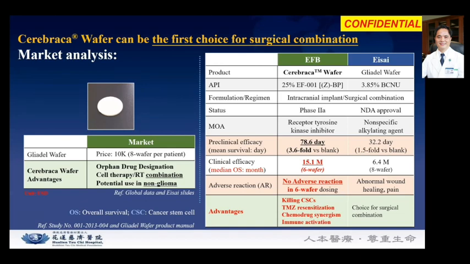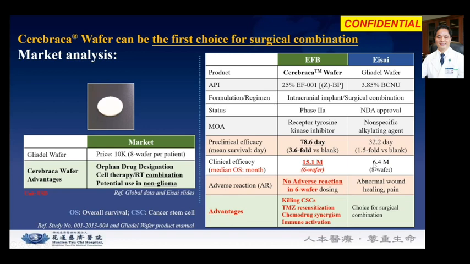Twenty, thirty years ago, for GBM treatment, at that time, we used a Glioma wafer, which contains 3.85% BCNU.